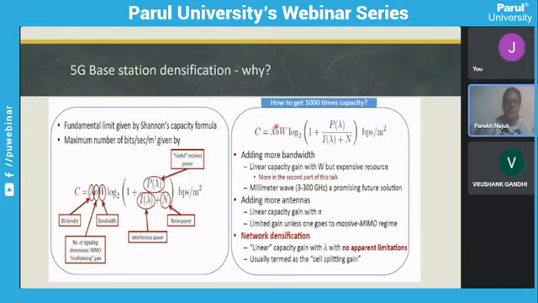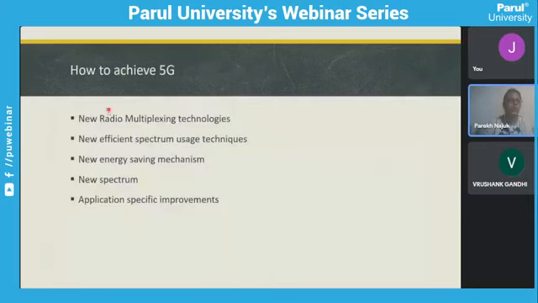So this is how you achieve the capacity, because this equation is fixed. The thing is, you have to maximize the three variables to achieve 1000 times capacity. Got it? Now, last is how to achieve this 5G. As I have told you, these are the three.